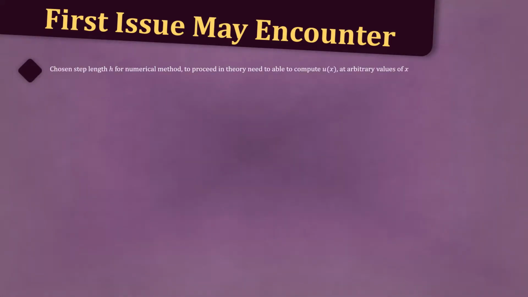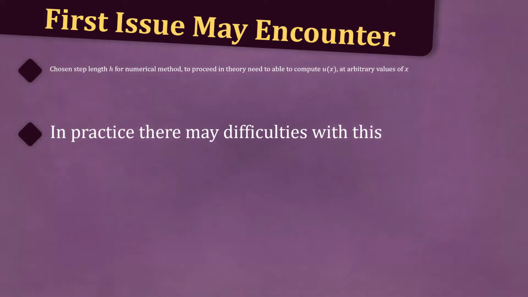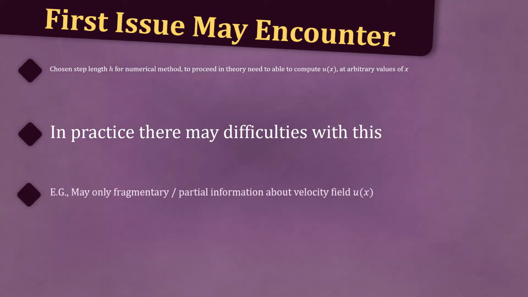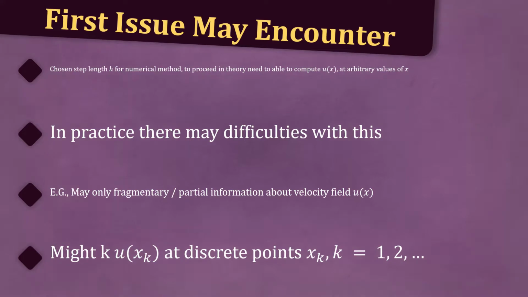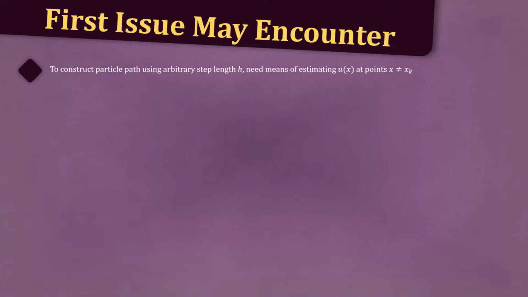Having chosen a step length h for our numerical method, to proceed in theory, we would need to be able to compute u(x) at an arbitrary value of x. In practice, there may be difficulties with this. For example, we may only have fragmentary or partial information about the velocity field u(x). So we might know u(xk) at discrete points xk where k goes from 1, 2, 3, etc. To be able to construct a particle path using an arbitrary step length h, we need some means of estimating u(x) at points where x does not equal xk.